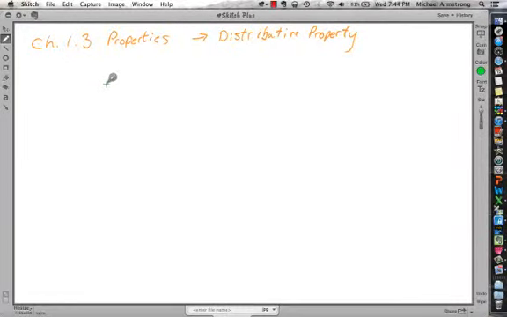Hello there. Here we are, one more property, the distributive property. This is actually my favorite one on this lesson on algebra. I love the distributive property. The distributive property is what we're going to talk about, but let's take just a second to review.